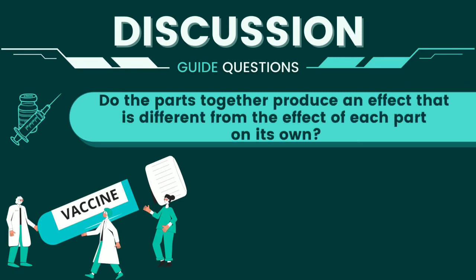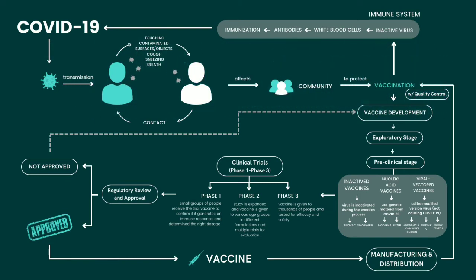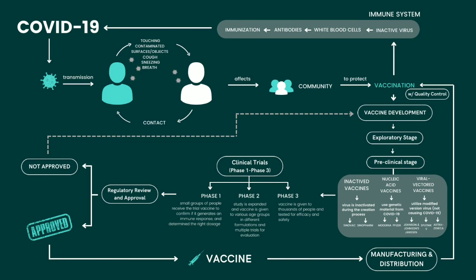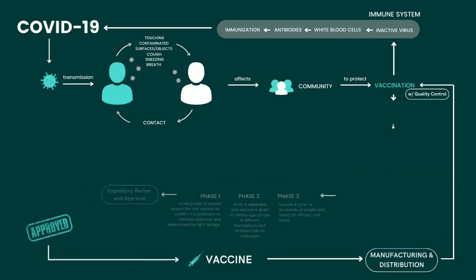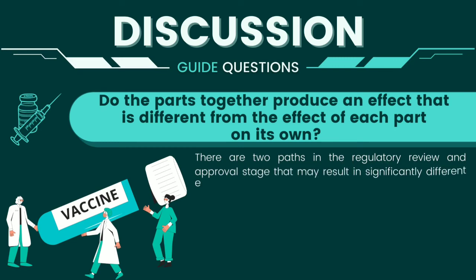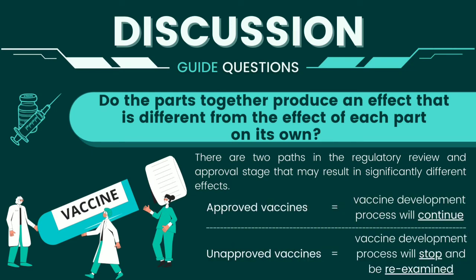Do the parts together produce an effect that is different from the effect of each part on its own? The whole system works together to get each person vaccinated. The vaccine development works only for its own purpose, which is different from the purpose of the whole. It works as a systematized process to develop a possible vaccine for immunization. In this process, there are two paths taken in the regulatory review and approval stage that result in significantly different effects. Having vaccines approved means that the vaccine development process will continue. Meanwhile, if it is assessed as not approved, the process will be halted and the whole procedure will return to the first stage for reassessment and re-examination of whether the defects in the vaccine can still be modified.